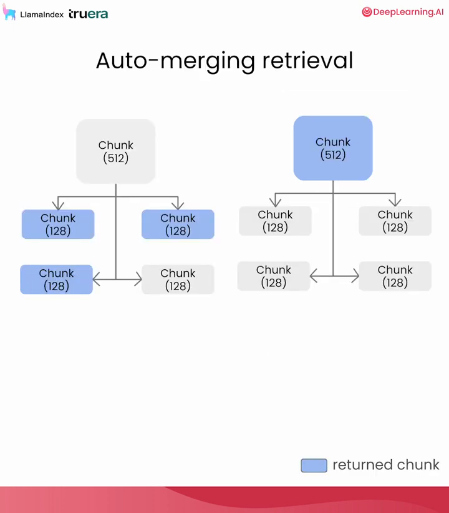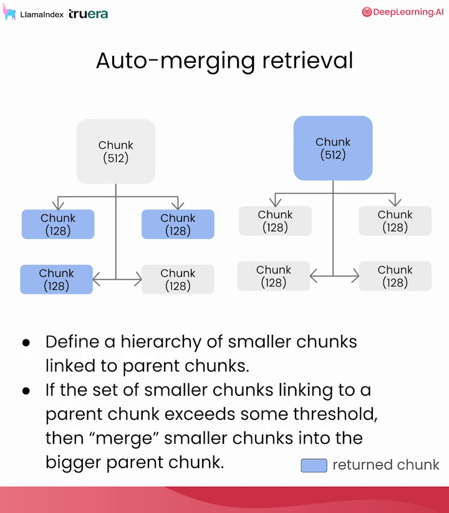So what auto-merging retrieval does is the following. First, define a hierarchy of smaller chunks linking to bigger parent chunks, where each parent chunk can have some number of children. Second, during retrieval, if the set of smaller chunks linking to a parent chunk exceeds some percentage threshold, then we merge smaller chunks into the bigger parent chunk. So we retrieve the bigger parent chunk instead to help ensure more coherent context. Now let's check out how to set this up.